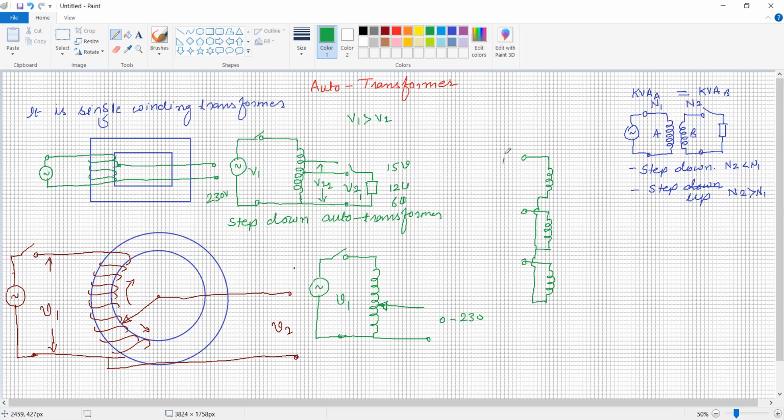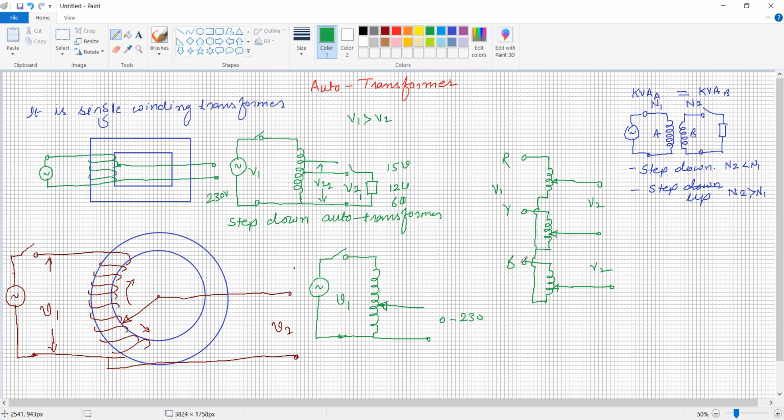So it is R, Y, B, and the power is taken from the variable points, which is the secondary voltage. So this voltage is V1, and on these three terminals, the secondary voltage is V2. So the auto transformer is possible in three phase as well as single phase. Okay. Now this is the step down transformer.